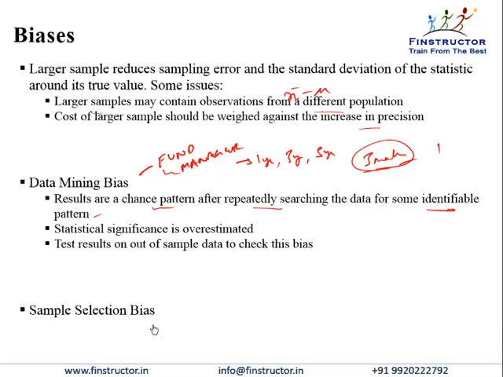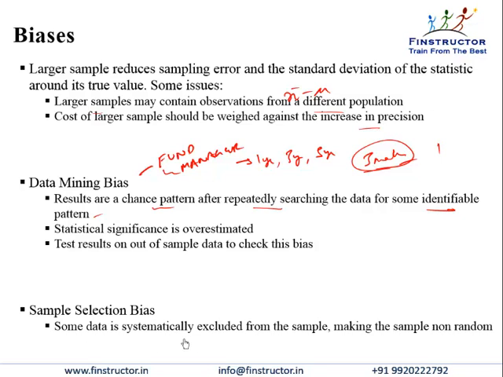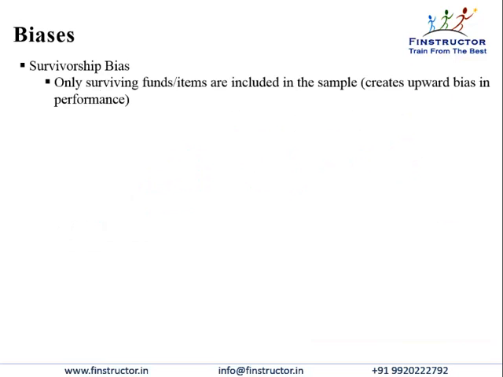Sample selection bias is very common, wherein some data is systematically excluded from the sample, making the sample non-random. Because the central limit theorem, please remember, works for simple random samples. So if the samples are not simple random or they are biased, then the theorem cannot be applied. Survivorship is a very common example of sample selection bias, wherein, often in calculating the performance of funds, only the surviving funds are included.